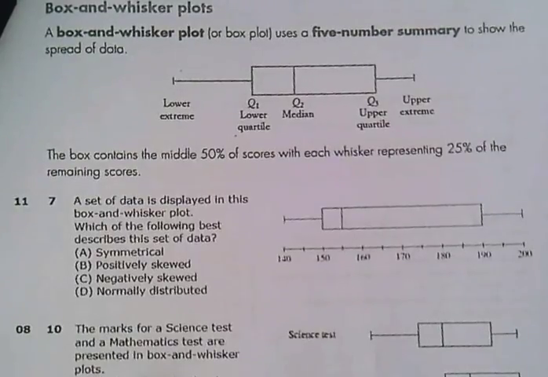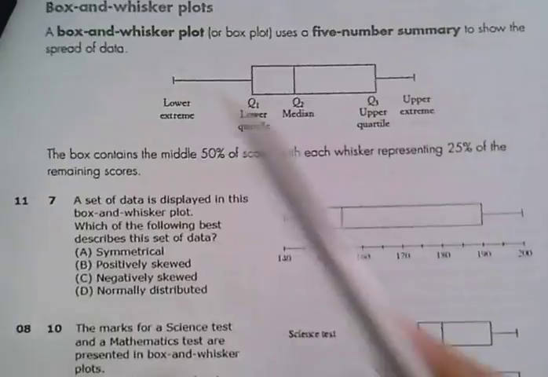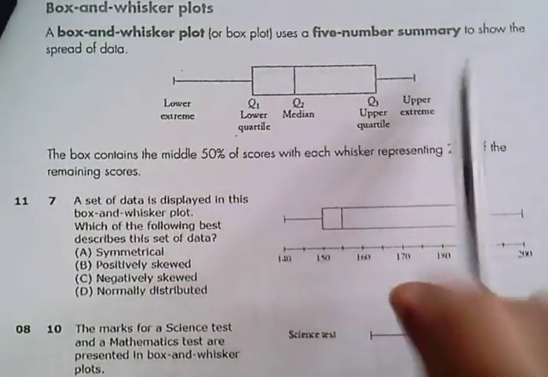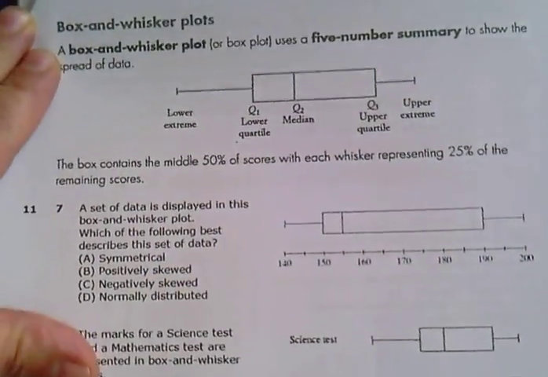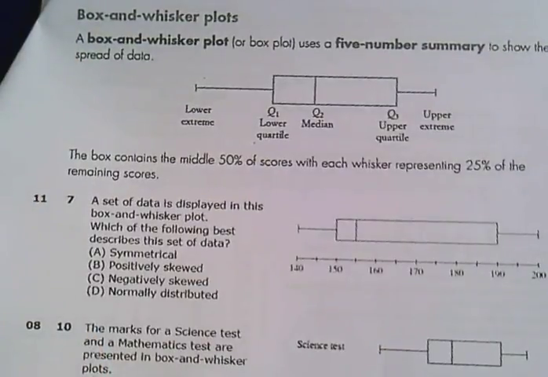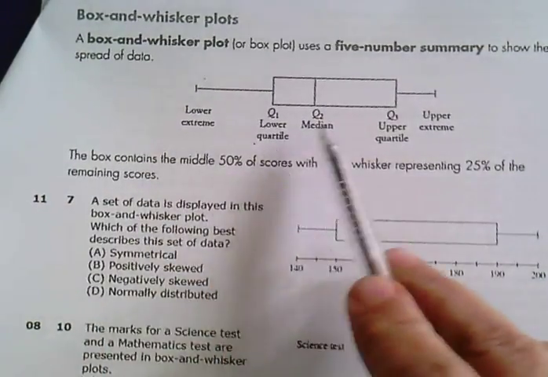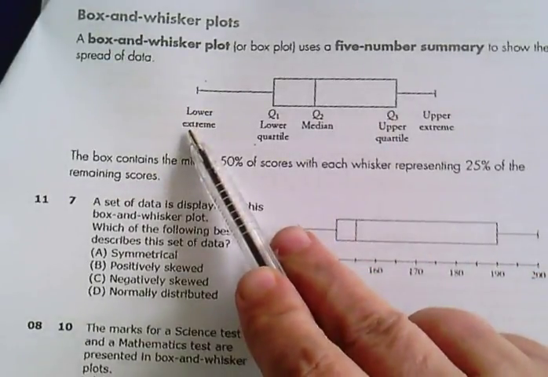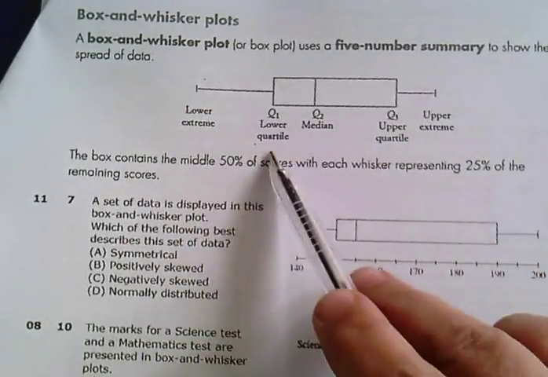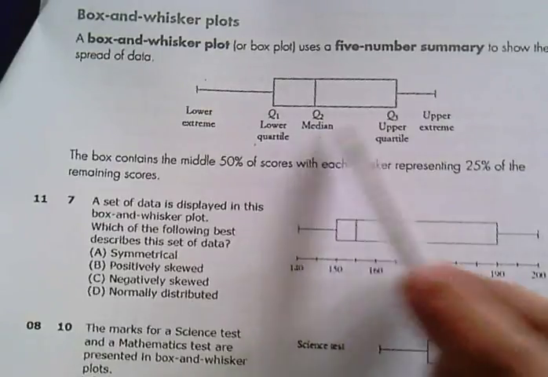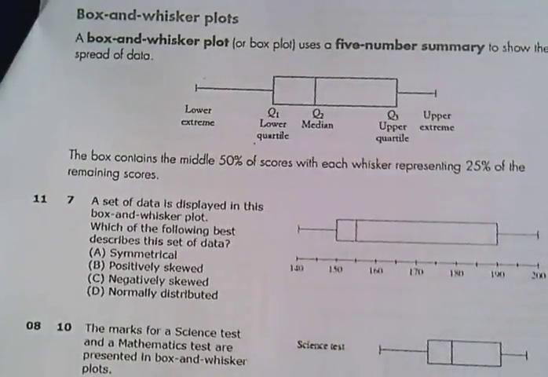Hey, last year we looked at something called the 5-number summary, and I don't know if you remember it, but the box and whisker plot uses a 5-number summary to show the spread of data. Let's just try and remember what the 5-number summary is. The important bits of the data. These are the 5 numbers: the lowest score, the highest score, Q1, the median, and Q3.